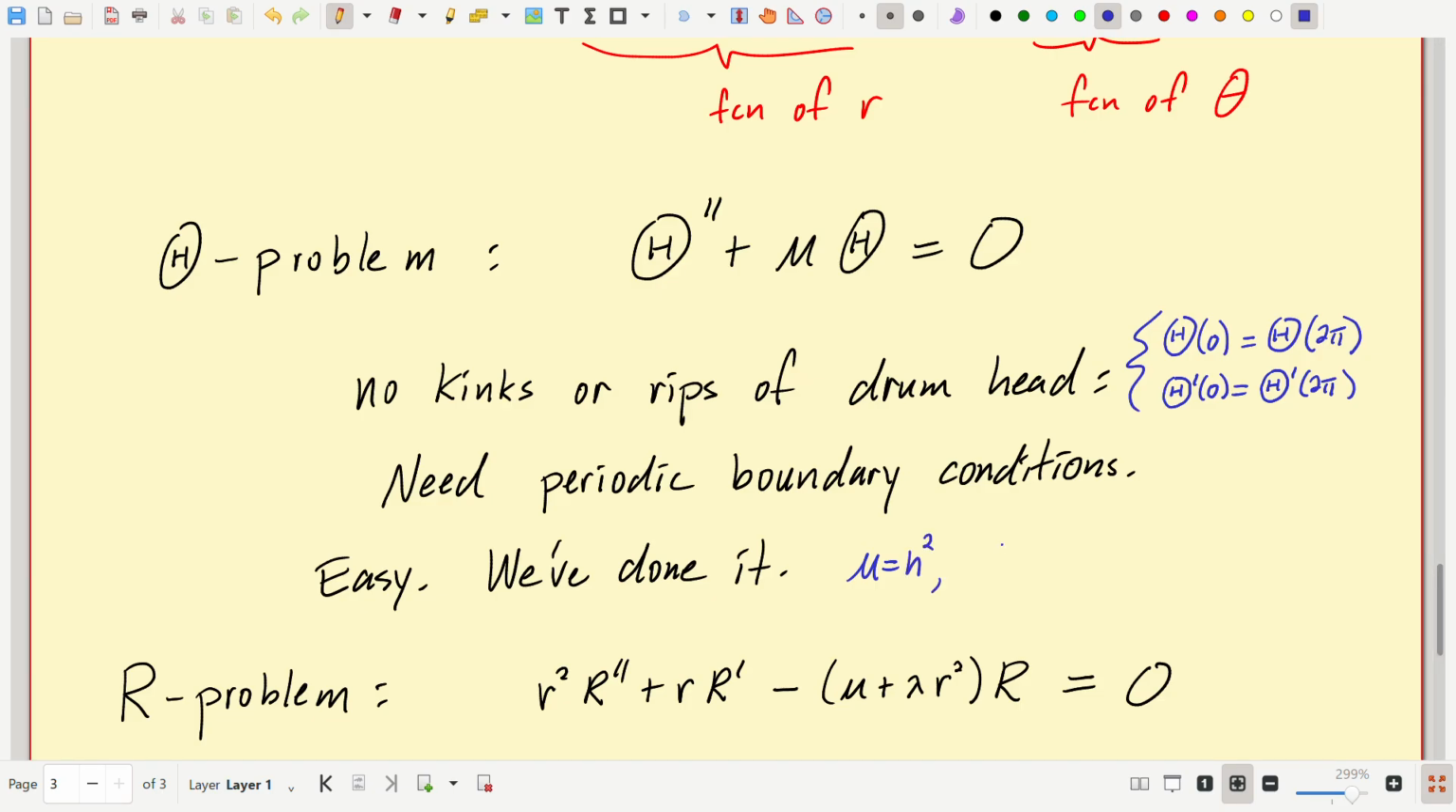And the thetas, we get a bunch of thetas, the basis for Fourier series. The thetas equal the Fourier basis functions: cosine n theta, sine n theta, and 1.